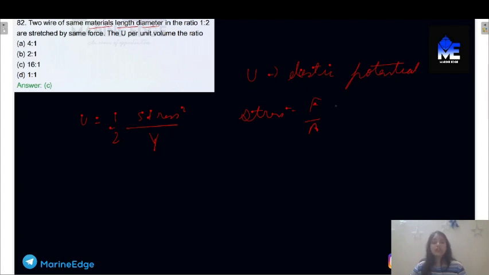So, area might differ. And if the diameter ratio is 1 is to 2, the radius ratio will also be 1 is to 2. So, now let's take U1 and U2. Okay. So, A1 will be equal to pi r square and A2 will be equal to 4 pi r square. Correct? Because R1 is R and R2 is 2R. Correct? Now that we have that, S1 will be equal to F upon pi r square.